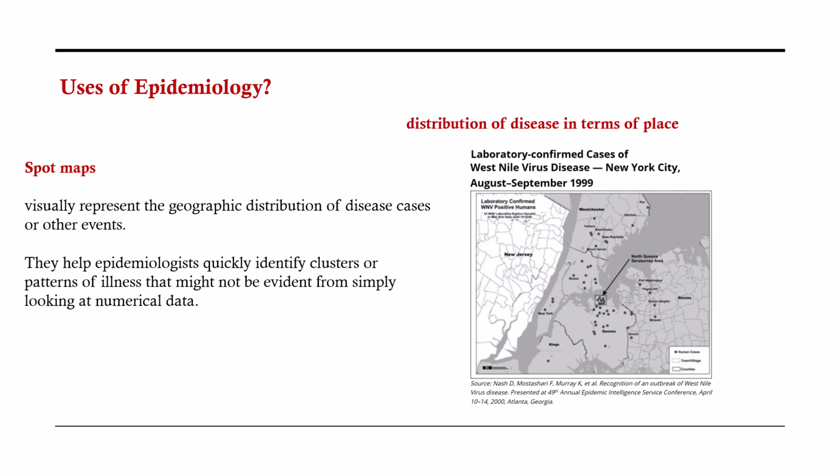Okay, this diagram shows a spot map. Laboratory confirmed cases of West Nile virus disease in New York City. It shows the clustering of cases, in which area clustering is more. In this case, some clustering is there near the water source. So that shows there may be some vector population there, or it can help us to understand the possible risk factors of the disease.